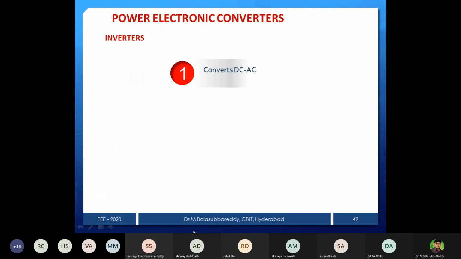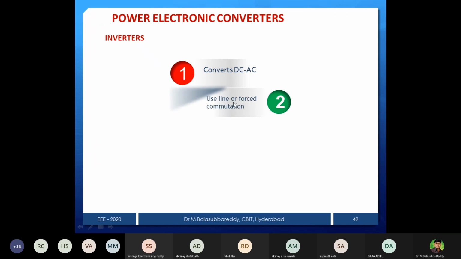What is the first thing? It converts DC to AC. DC is a fixed DC and AC is variable. If you use the appropriate control strategy, you can also get variable frequencies based on the pulse width modulation technique and so on. You can get variable frequency. But here you can see that there is variable voltage, we can get it, or you can get both based on your control strategy.